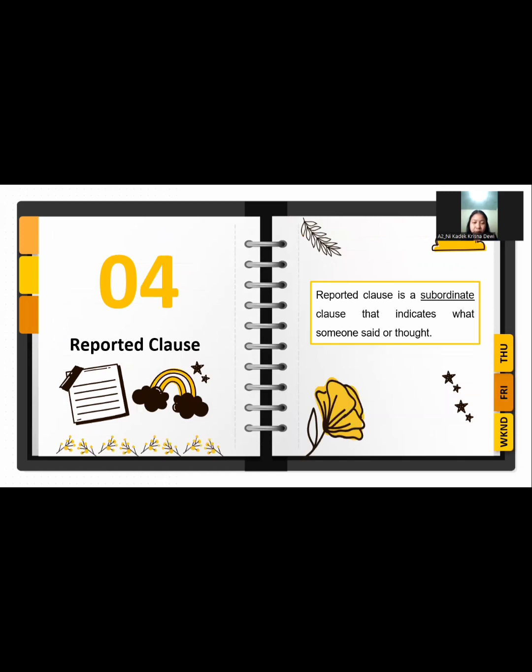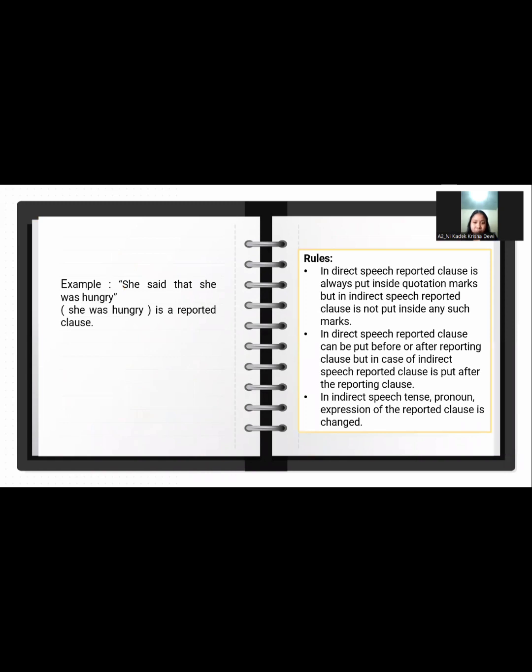The material number 4 is report clause. A report clause is a subordinate clause that indicates what someone said or thought. For example, she said that she was hungry. And "she was hungry" is a report clause. And these have some rules.